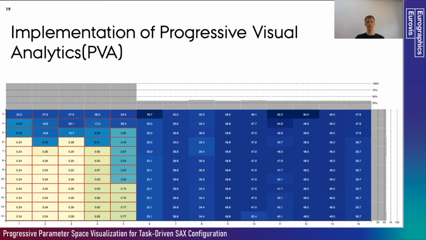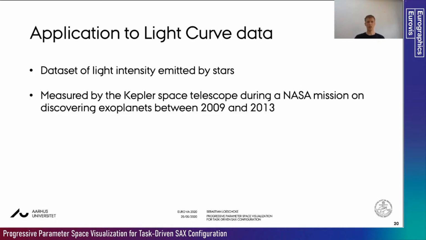Now let's go into an example. For the application of our visualization to light curve data, we use a publicly available dataset of light intensity emitted by stars. This dataset was measured by the Kepler Space Telescope during a NASA mission on discovering exoplanets between 2009 and 2013.